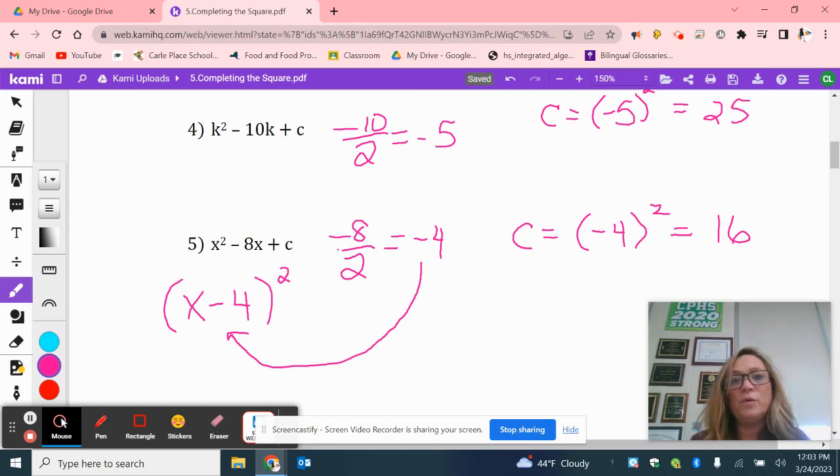And you can always use your calculator. I'm not sure why so many of you don't, but this calculator checks all of this. So you can take x minus 4 squared and make sure that you do indeed get x squared minus 8x plus 16. I would really suggest you start checking your work.